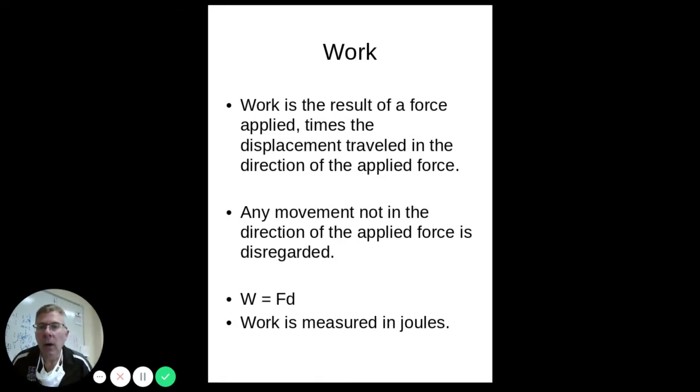Now, work is a form of energy, and energy is a scalar quantity. And for that reason, it's not a vector. It does not have direction, but the direction is important in determining the actual work. Like I said, the work has to be done in the direction it's moving. Any other types of movement we disregard.